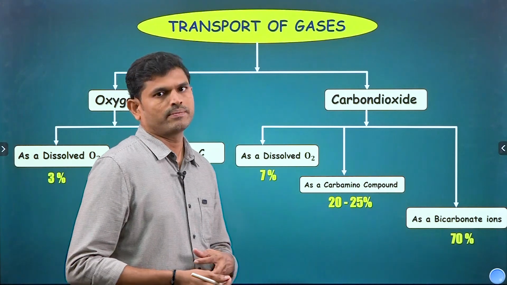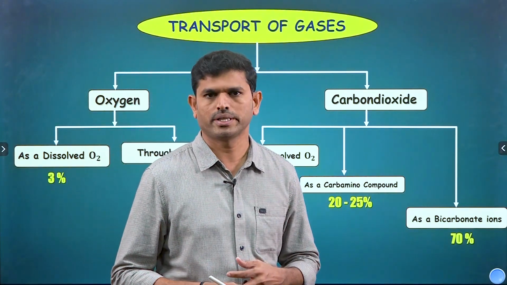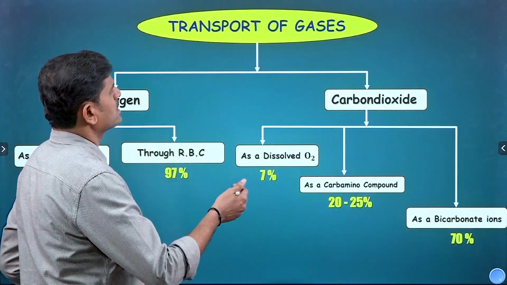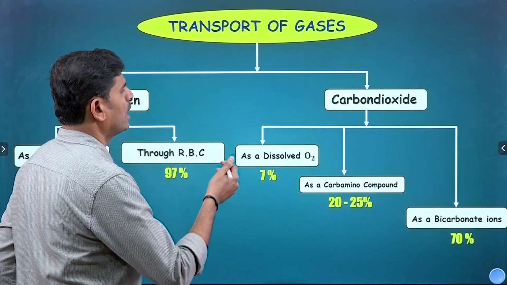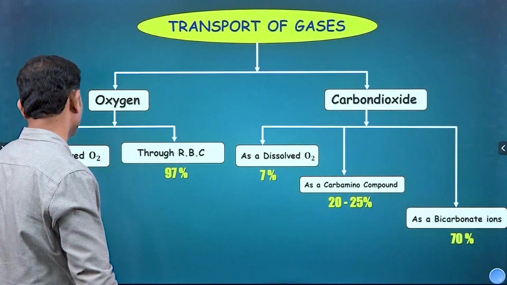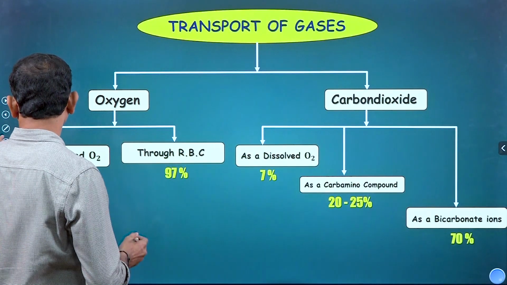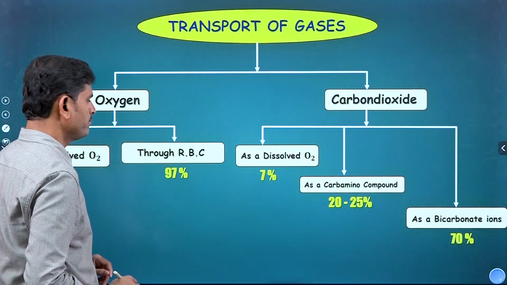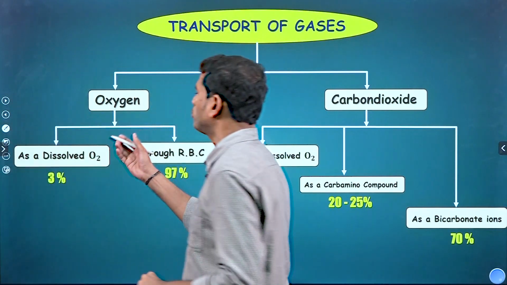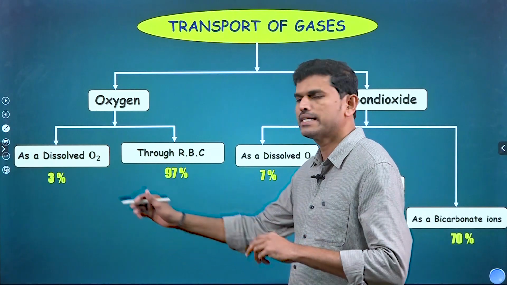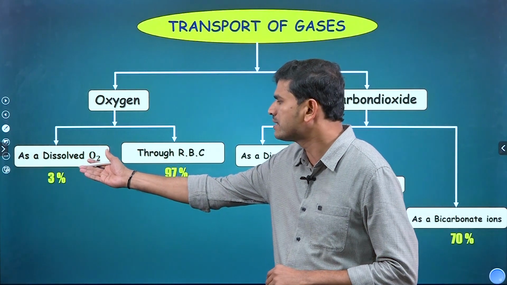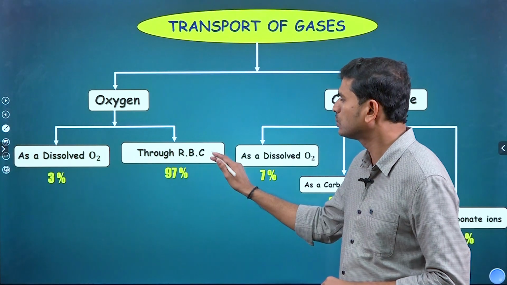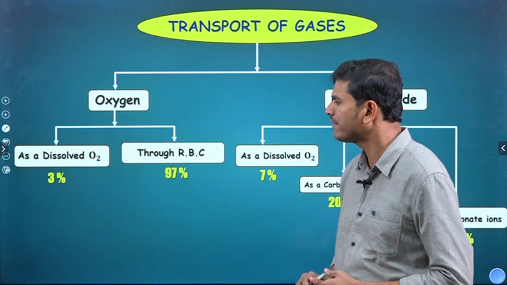Transport of gases. Exchange of gases was completed. Now, transport of gases: transport of oxygen and transport of carbon dioxide. Oxygen is transported in two methods. One is as dissolved O2, 3% only, and the second method is through RBC, 97%.